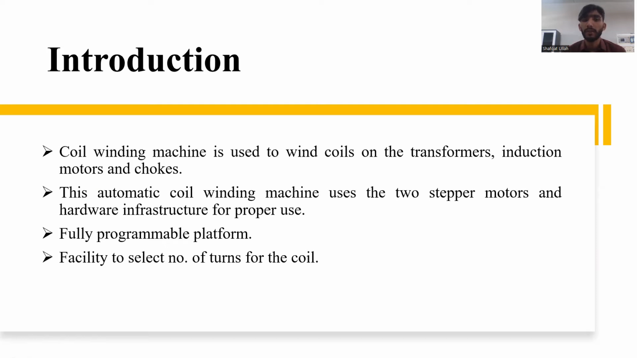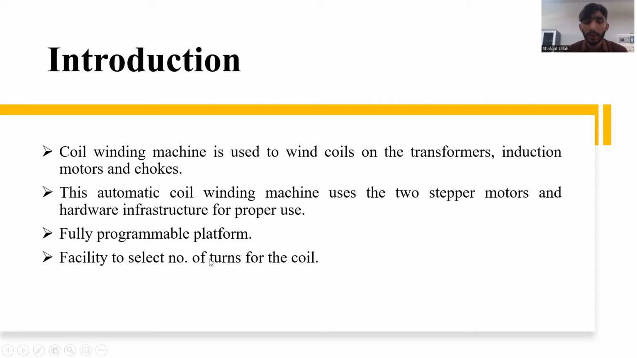What is a coil winding machine? A coil winding machine is a machine used to wind coils on transformers, induction motors, and chokes. This automatic coil winding machine consists of two stepper motors and other hardware infrastructure for proper winding. It is a fully programmable platform, and it has a facility to select the number of turns for the coil. Our machine is fully automated.